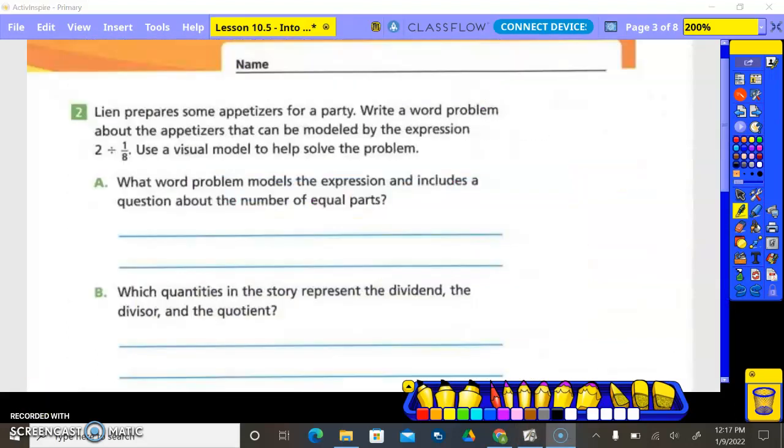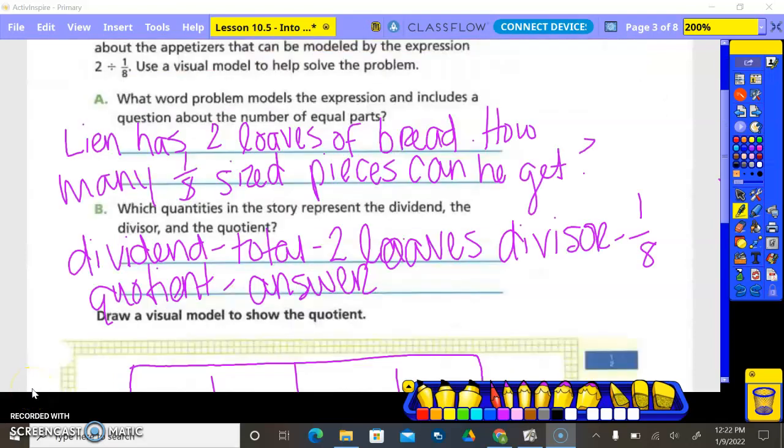Leanne prepares some appetizers for a party. Write a word problem about the appetizers that can be modeled by the expression 2 divided by 1/8. Use a visual model to help solve the problem. So what word problem models the expression and includes a question about the number of equal parts? Okay, so a word problem we came up with was Leanne has 2 loaves of bread. How many 1/8-size pieces can he get? So basically, how many can he get for his appetizer?